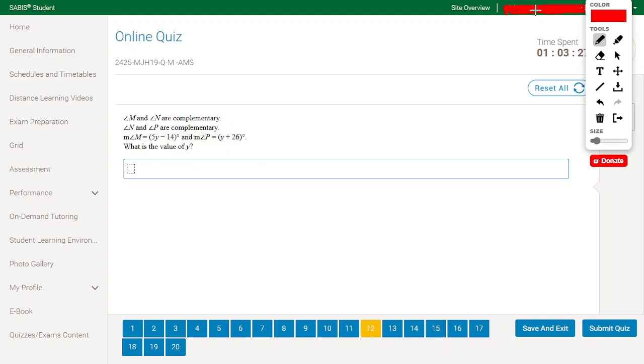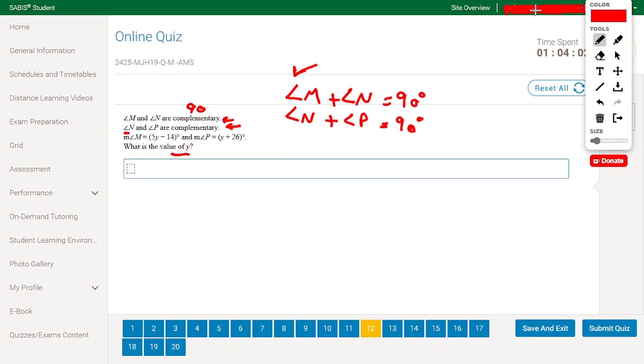Now, angle M and angle N are complementary. Complementary means equal to 90 degrees. That means angle M plus angle N equals 90 degrees. Here I have angle N plus angle B are complementary, which means angle N plus angle B equals 90 also. Now, the measurement of angle M and the measurement of angle B are given. You need to find the value of y. So how can we solve this one?